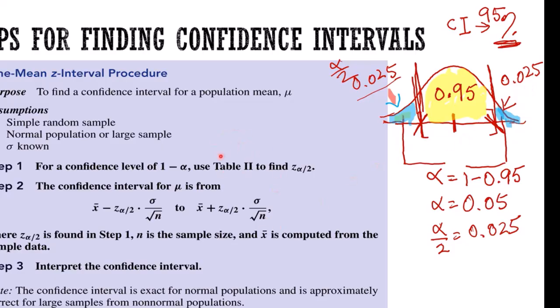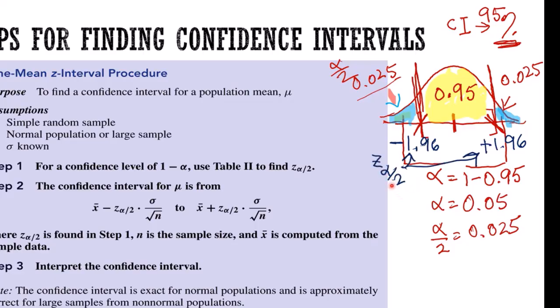We have to use our table to find that, and if you look up the table, it'll be a negative 1.96, right? So I'm going to write negative 1.96 on the left hand side and a positive 1.96 on the right hand side. Okay, so those will be our z of alpha by 2 values.